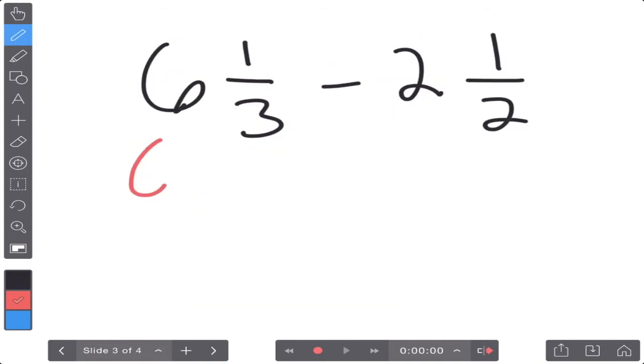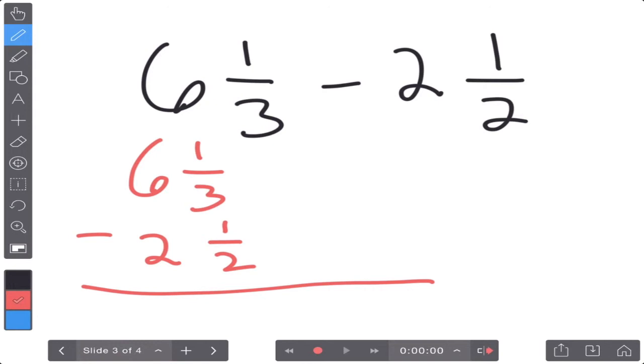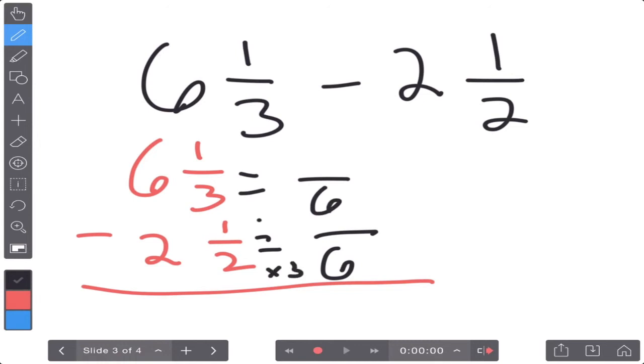Now we have 6 1/3 minus 2.5. Okay, so for this one, I look at this and I need to find the least common denominator between these two. So if I look at 1/3 and I look at 1/2, if you need to, you write out the multiples, but I don't need to because I know it's going to be 6. When I do this, I say 2 times 3 is 6, so 1 times 3 is 3. 3 times 2 is 6, so 1 times 2 is 2. Now I have 2 minus 3, and I can't do that, so I know I need to borrow.